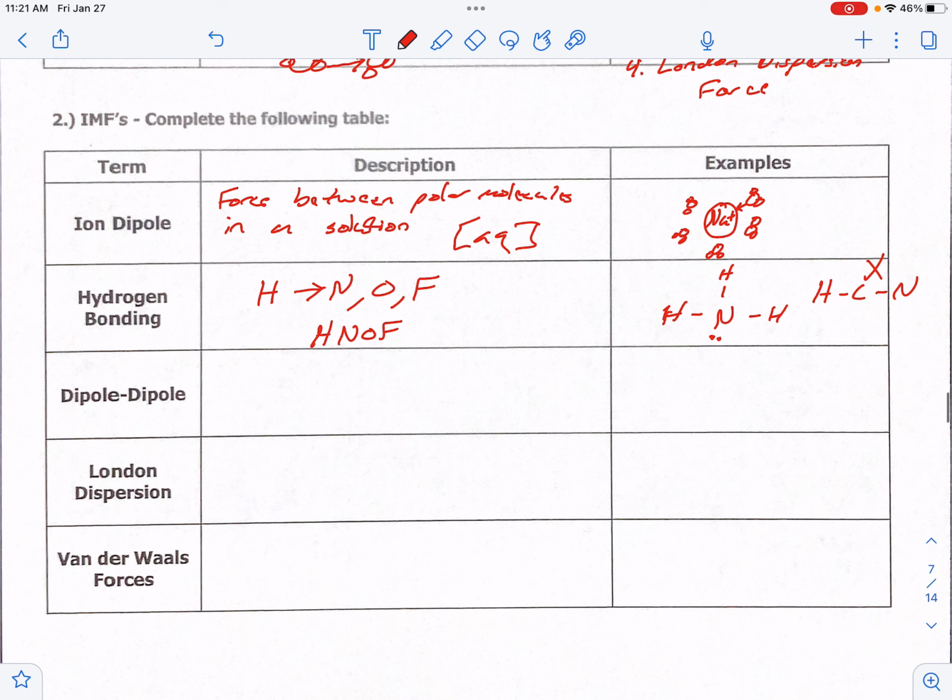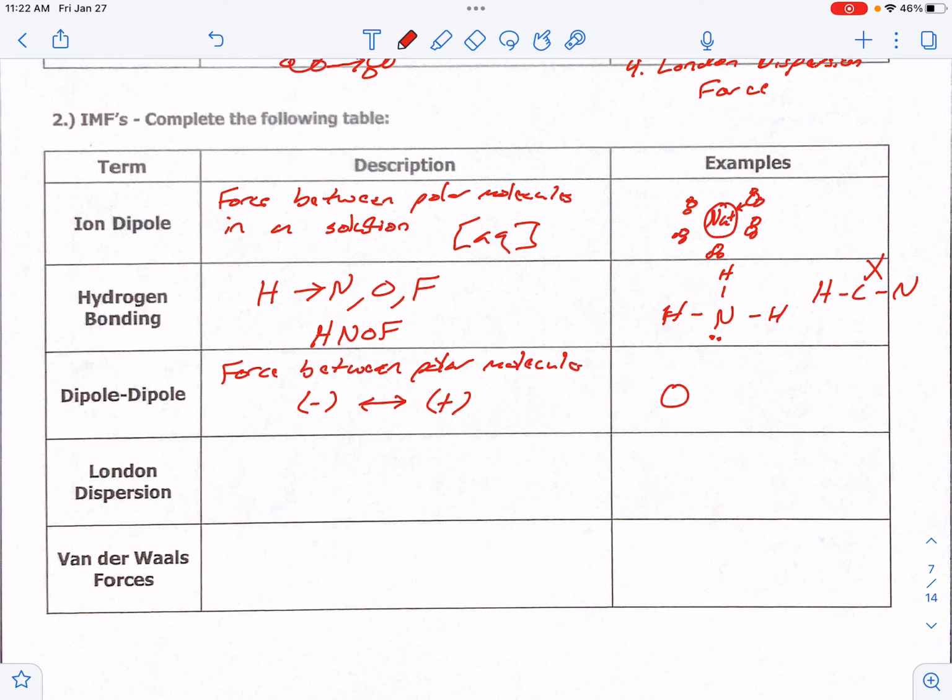Our next one is dipole-dipole. Dipole is basically the force between polar molecules. When you have a compound or molecule that has a negative end, anytime you have a positive or negative end or it's unbalanced, that makes you polar. The negative end is going to be attracted to, or vice versa, the positive end of another polar molecule. So that is what dipole-dipole means.